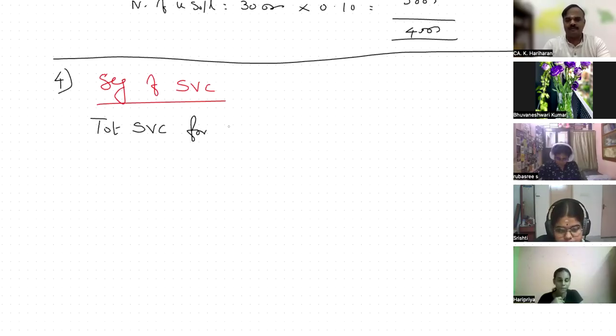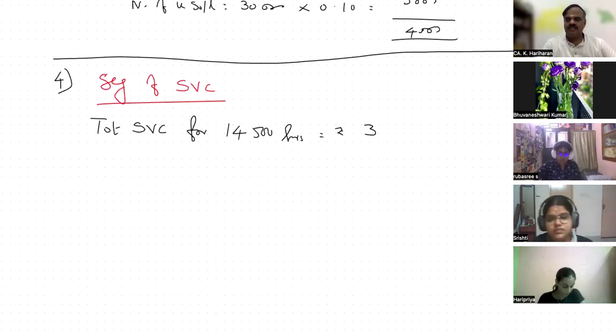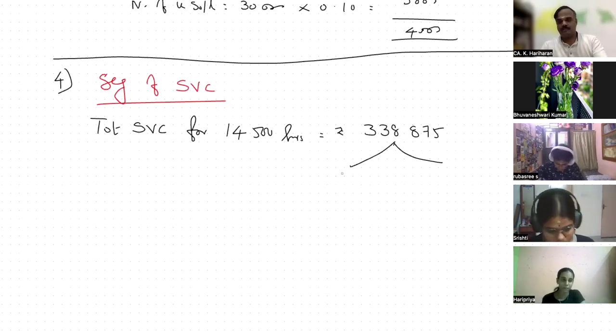14,500 hours is equal to how much? Rupees? 38,875. It consists of partly variable cost and partly fixed cost.